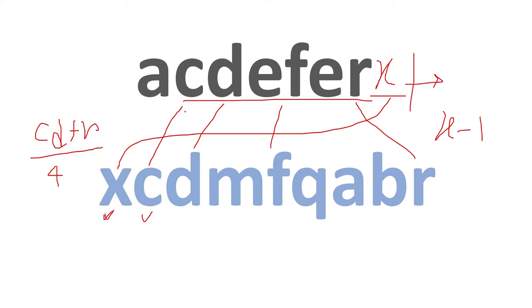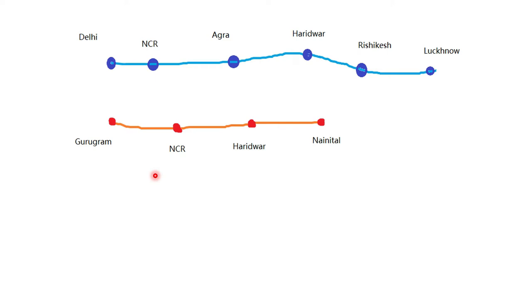But before that, I will show you another variety of this program with some language change. This problem can come in a different flavor or variety also. Suppose two arrays are given to you. One array gives the stations when one train is going from Delhi towards Lucknow. So Delhi, then NCR, then Agra, Haridwar, Rishikesh and Lucknow, it will pass in this route. Another train will start from Gurgaon, then it will go to NCR, then Haridwar, then Nainital in this route.